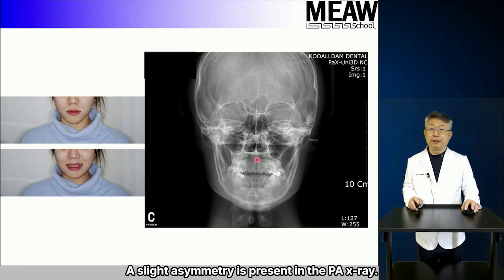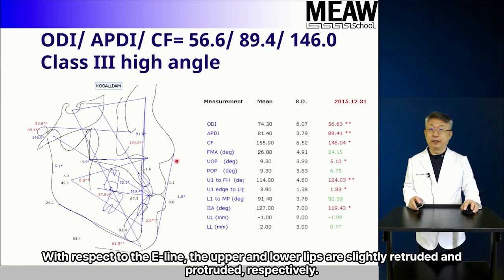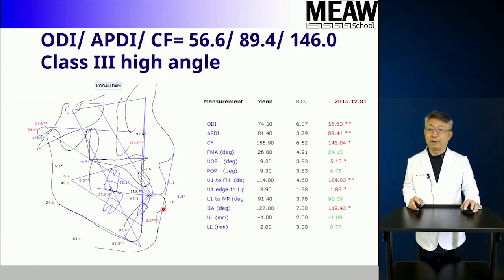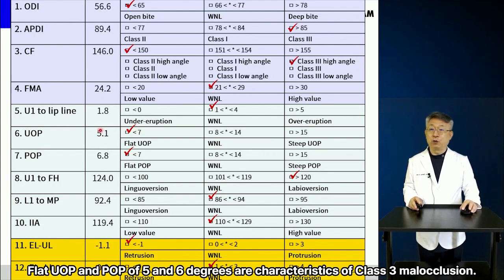A slight asymmetry is present in the PA X-ray. ODI 56, APDI 89, and CF 146 indicate a class 3 high-angle case. With respect to the L-line, the upper and lower lips are slightly retruded and protruded, respectively. So this is a class 3 high-angle patient with normal FMA of 24 degrees. Flat UOP and POP of 5 and 6 degrees are characteristics of class 3 malocclusion.